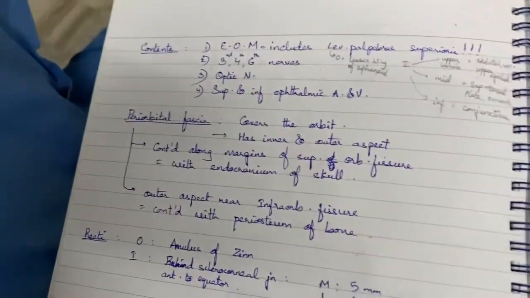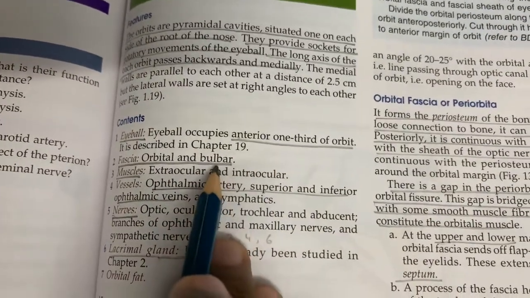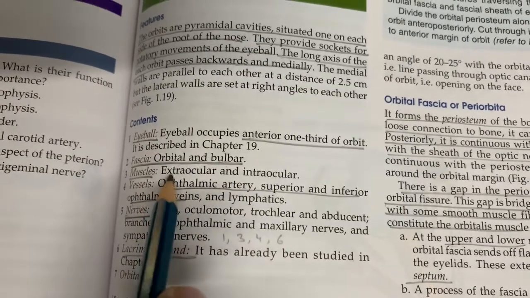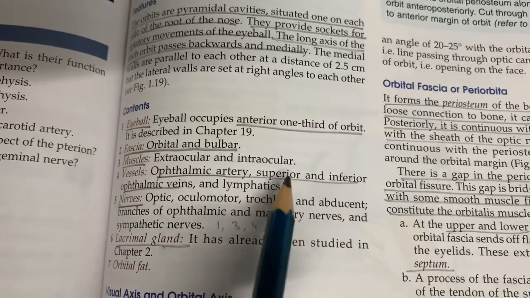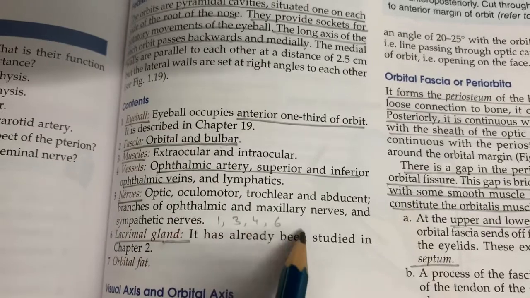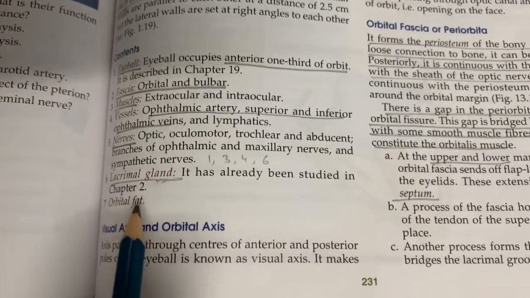Now, coming to the contents of the orbit, we have the eyeball. It occupies the anterior one third of the orbit. We have the periorbital fascia and the bulbar fascia. Next we have the extraocular and intraocular muscles of the eye. We have the ophthalmic artery, superior and inferior ophthalmic veins and lymphatics. We have the optic nerve and the third, fourth, and sixth cranial nerves, and we have the lacrimal gland and also orbital fat.